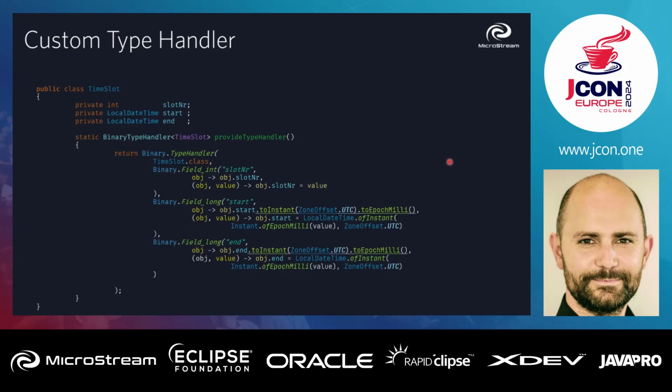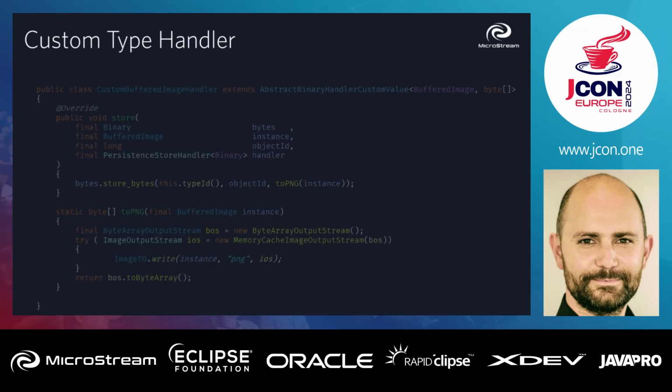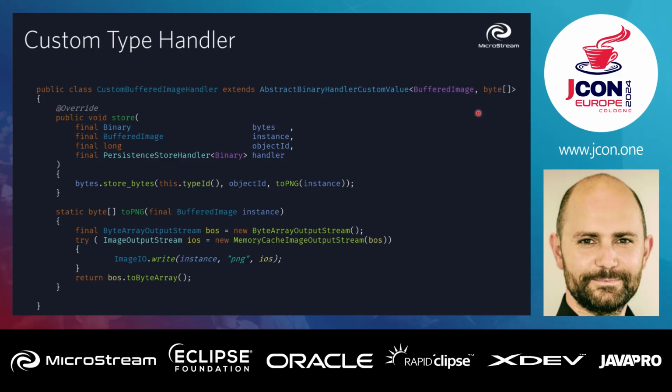If you want to customize external types from third-party libraries or from the JDK, you just create an instance of a special class, for example, for a buffered image, which will be encoded as a PNG into the storage, and then register this type in a foundation, and it will be used for buffered images. And this is how you can customize the binary representation of objects and optimize it to your needs.